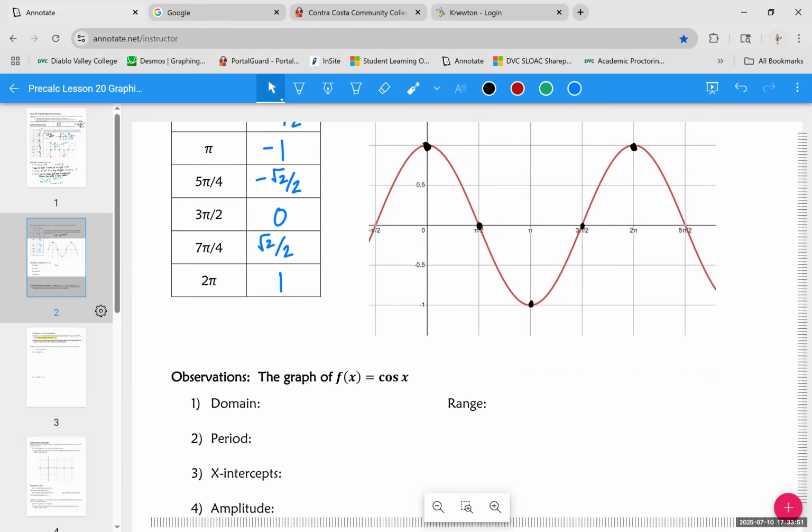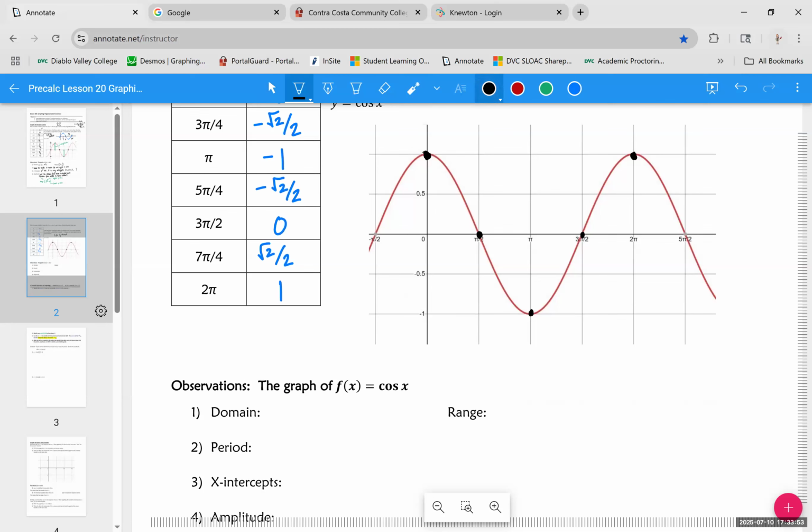All right, doing the same observations, our domain and range have not changed. They're the same as they were for sine. It's essentially the same graph, it's just shifted. Sine would have started here, so this graph is just shifted pi over 2 to the left. The period is the same. It's still 2 pi. It takes that long to do one complete cycle.